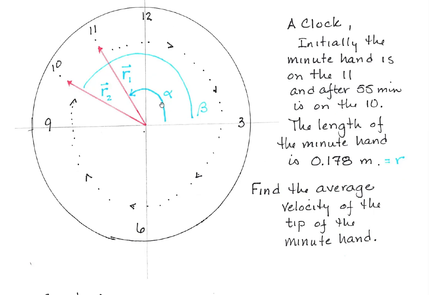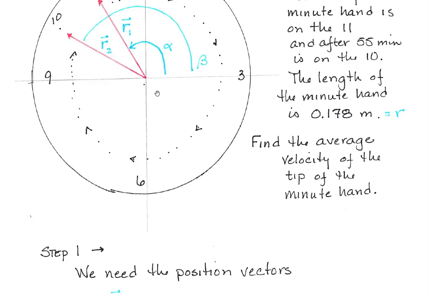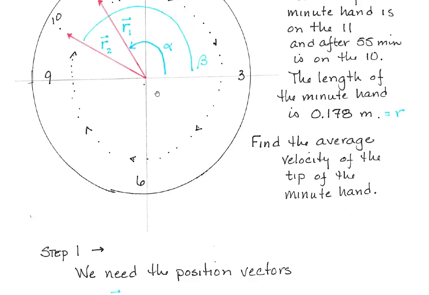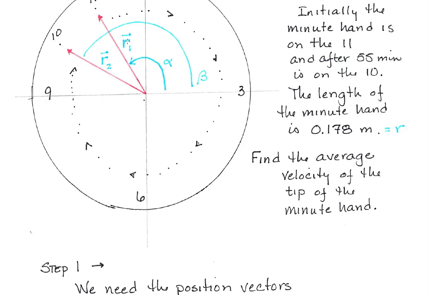So the first thing we need to do is figure out these angles, right? We've got to figure out those angles. So what we want to do is look at our position vectors. So we've got our position vector 1. This is where we're starting. Now the minute hand is going to go around the clock this way, but we're going to end up over here, and this is our position vector 2.